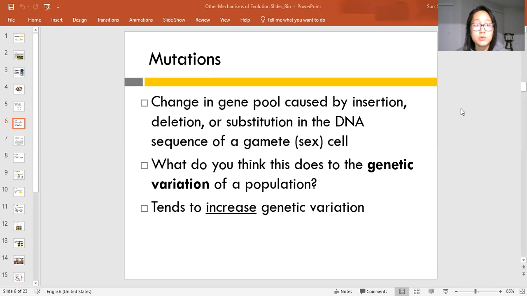So what do you think this does to the genetic variation of a population? Does it increase it or decrease it, right? Mutations are going to increase genetic variation because they're creating combinations of DNA and new instructions of DNA that didn't exist before, right? Sometimes this is good, sometimes this is bad, right?